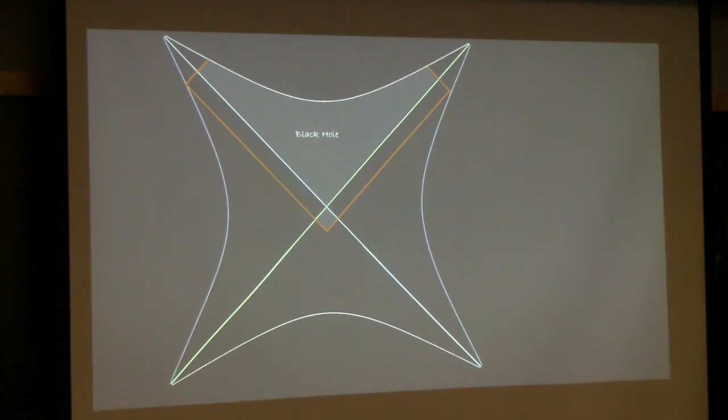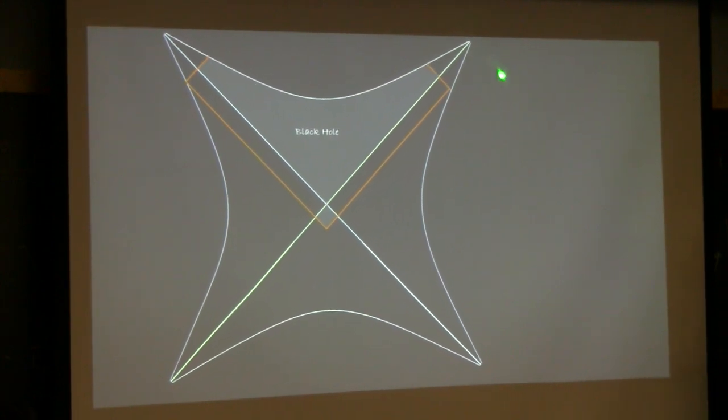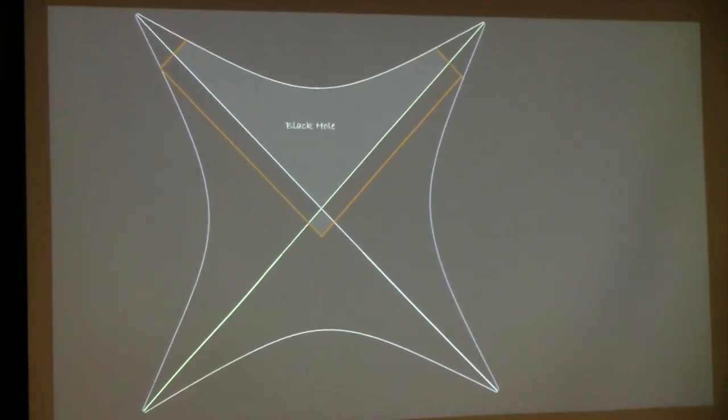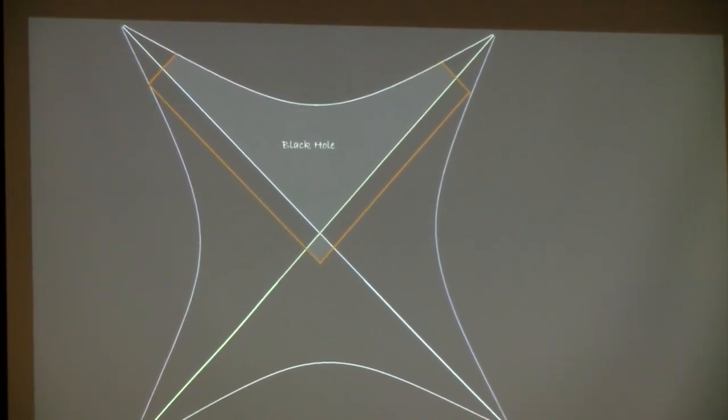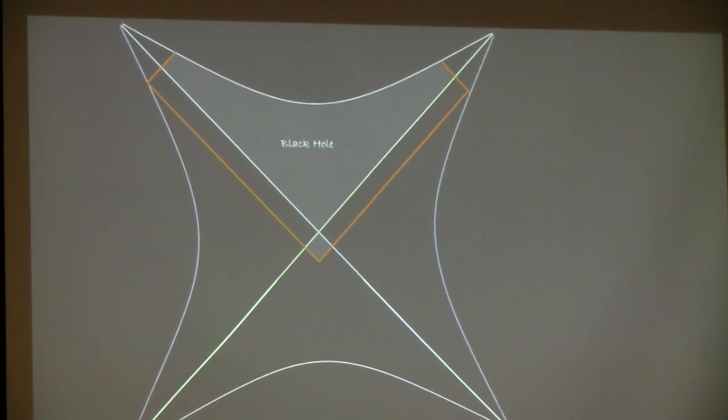All right, you've seen this picture before. You usually don't see it with curved lines. This is the Penrose, or actually it's not a Penrose diagram. You would officially call it a Kruskal diagram, a Kruskal diagram for an AdS black hole. Here are the usual boundaries, conformal field theories on the boundaries. Here's the future singularity, here's the past singularity. Here are the usual horizons.